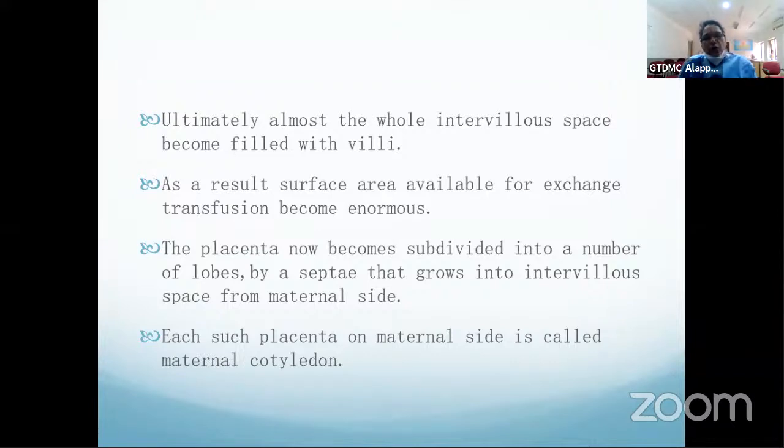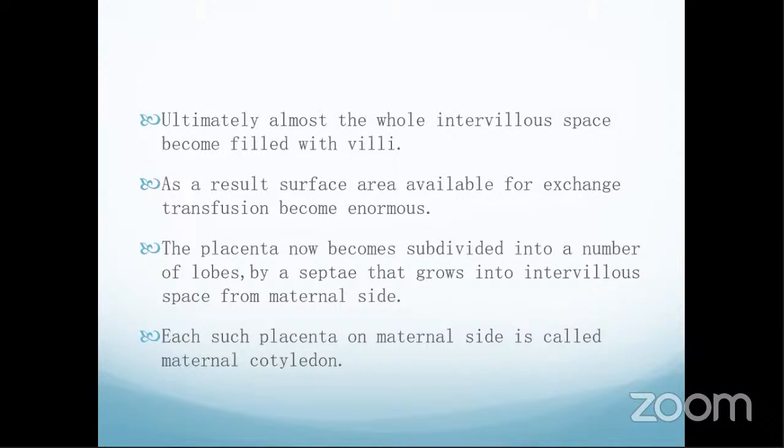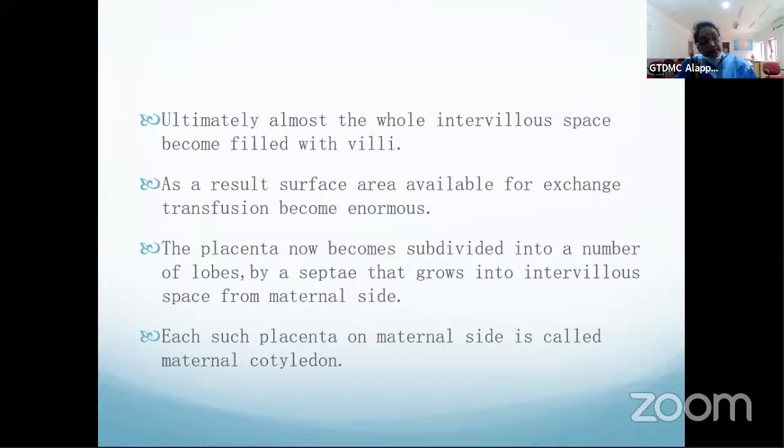Then ultimately almost the whole intervillous space becomes filled with the villi. As a result, the surface area available for exchange transfusion becomes enormous. So the maternal blood is available in the lacunar space, and the fetal blood is in the internal part of the villi. The surface area available for exchange becomes enormous.